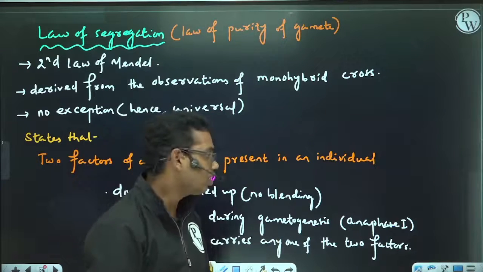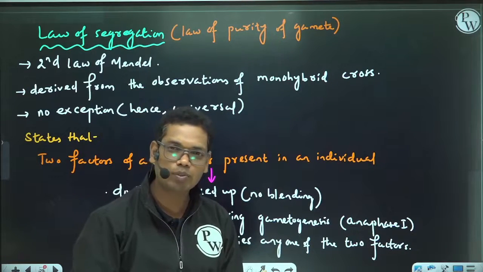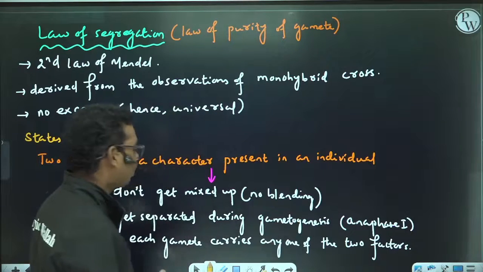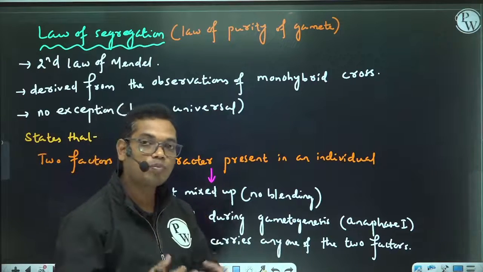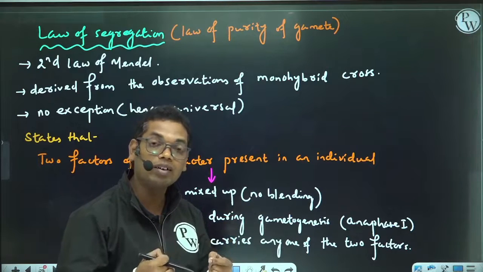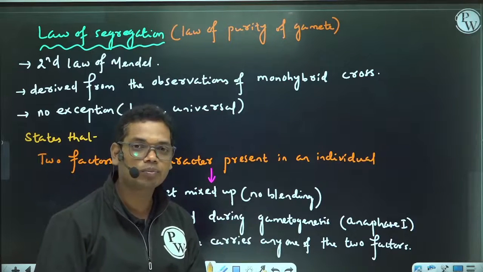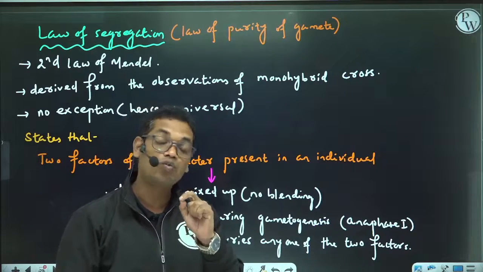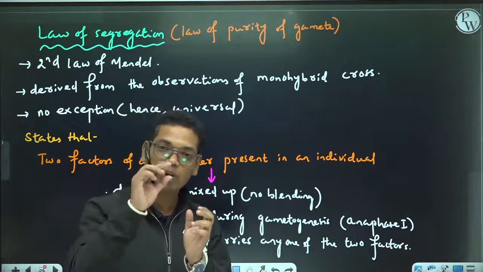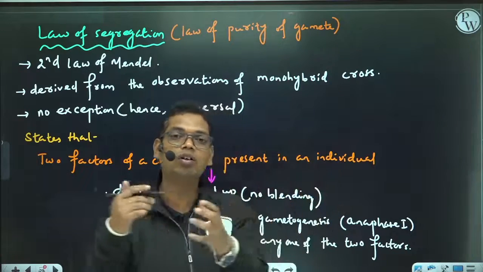When gametogenesis takes place, that means when gamete formation takes place, meiosis has to take place. During meiosis, in anaphase one, the homologous chromosomes separate, and because the homologous chromosomes separate, the alleles also get separated. After meiosis, four cells are produced, which are gametes, and each gamete carries either capital T or small t. Every gamete has only one type of allele, either purely capital T or purely small t, not a fragment of each.